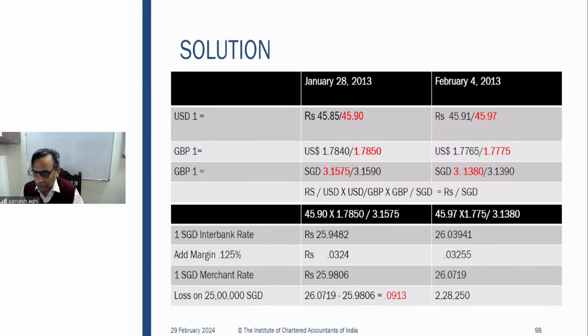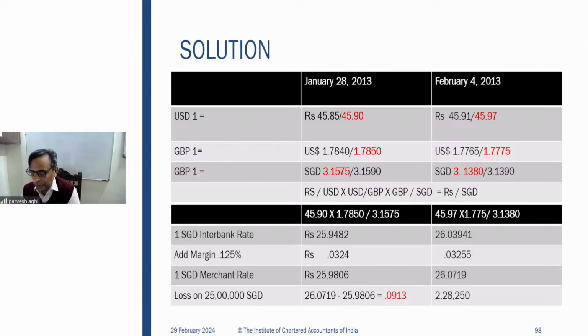So we got the interbank quote at 25.94 here and 26.3. So we find that the Singapore dollar has gone up from 25.94 to 26.39. But since the bank is going to charge a margin, the rates will be converted from interbank into the merchant rates. So we know that at the ask we always add the margin. If it is a bid, we minus the margin.